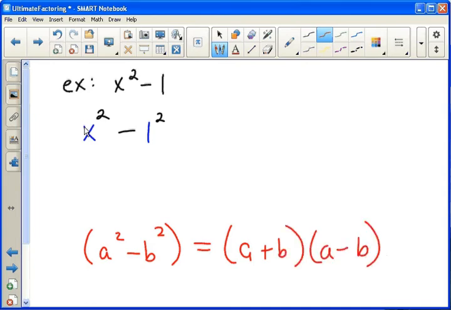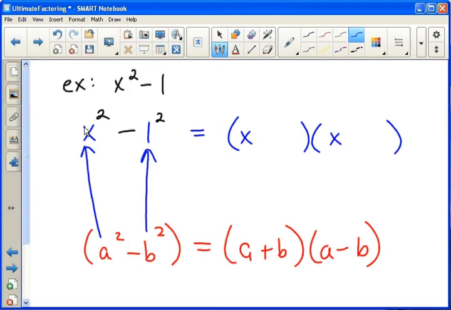So in this case, my a is x and my b is 1. So I know my a and my b are x and 1. They're the numbers or the terms that have been squared. X is being squared and 1 is being squared. So that I can simply plug in x for the a's and 1 for the b's. And that's my answer. X plus 1 times x minus 1. If you prefer to put the x minus 1 first, that's fine.